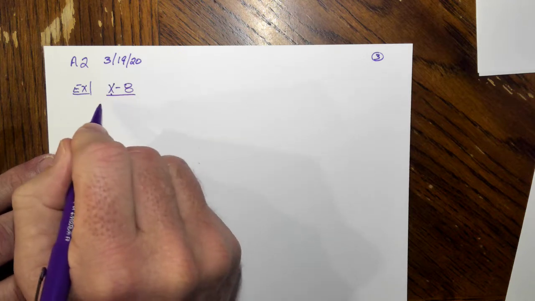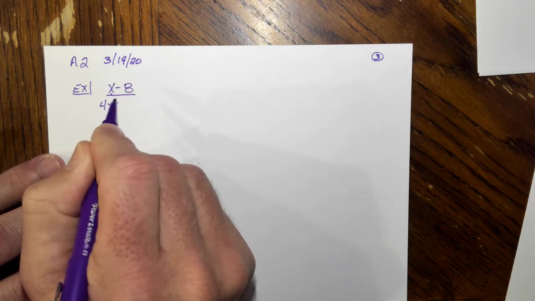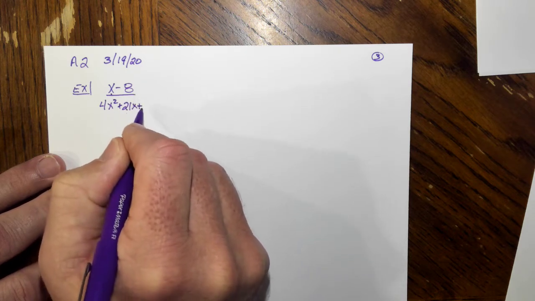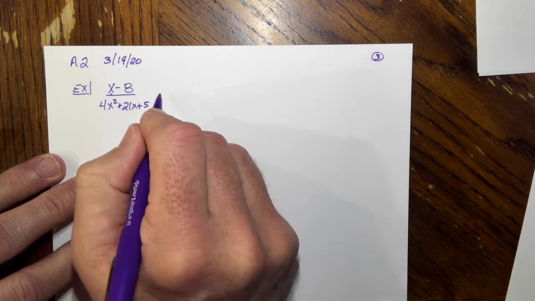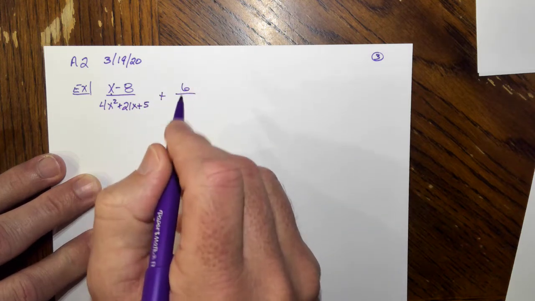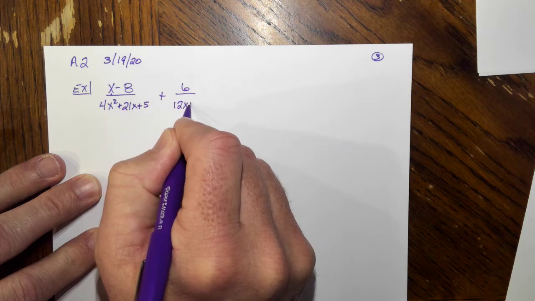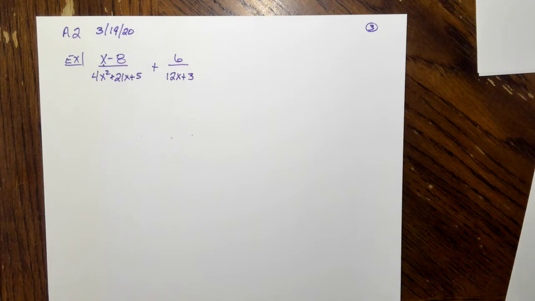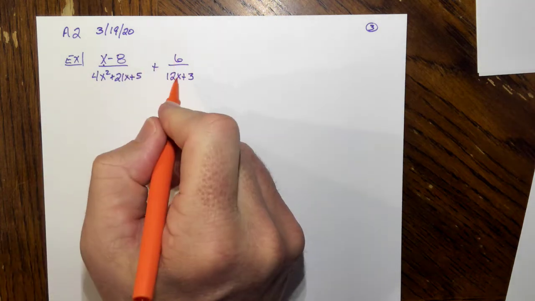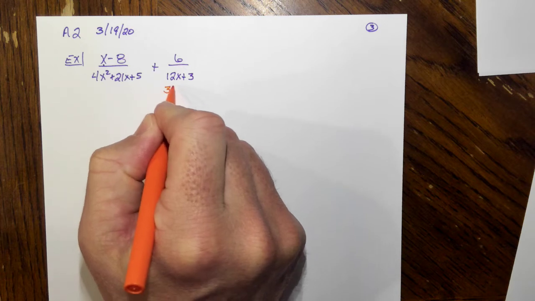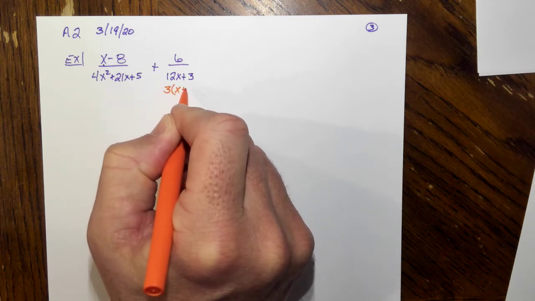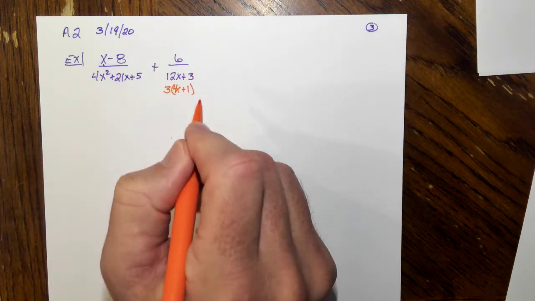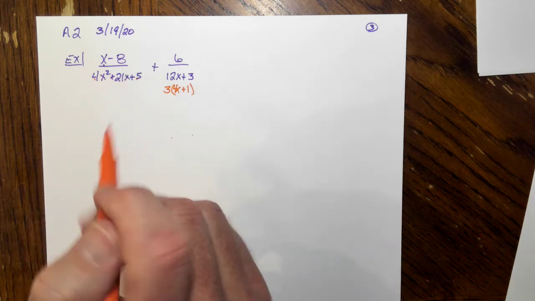So in this scenario, 4x squared plus 21x plus 5, plus 6 over 12x plus 3. So what's the challenge here? Well, I gave you a factoring pattern that we've got to remember. We know this, we can GCF this thing, and that'll give us 4x plus 1.